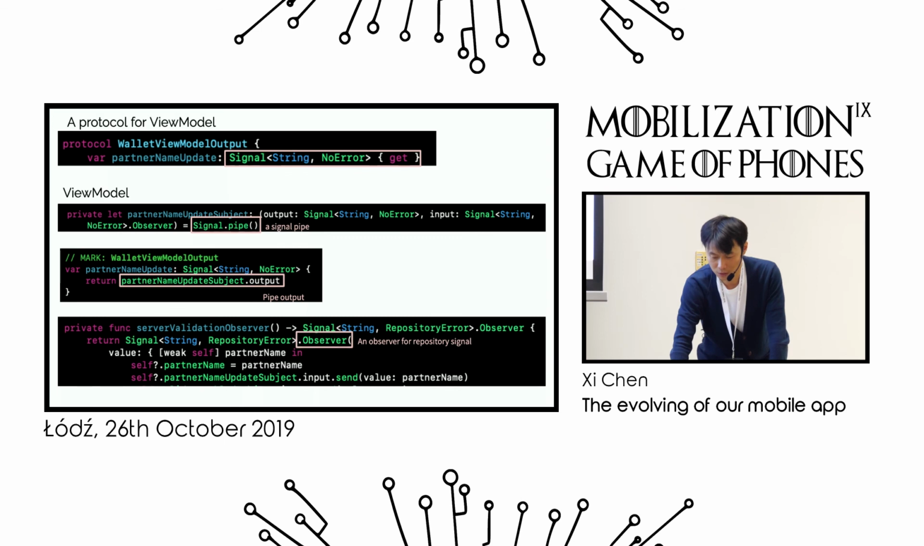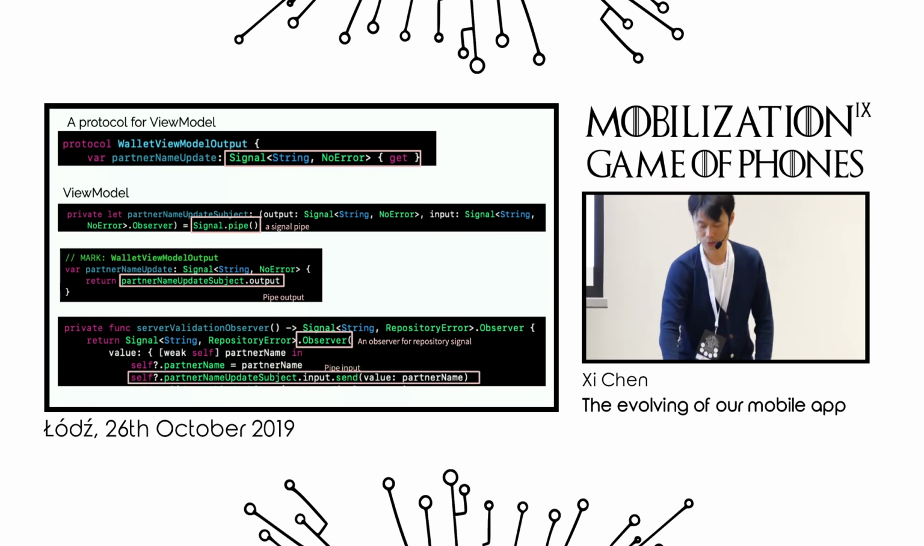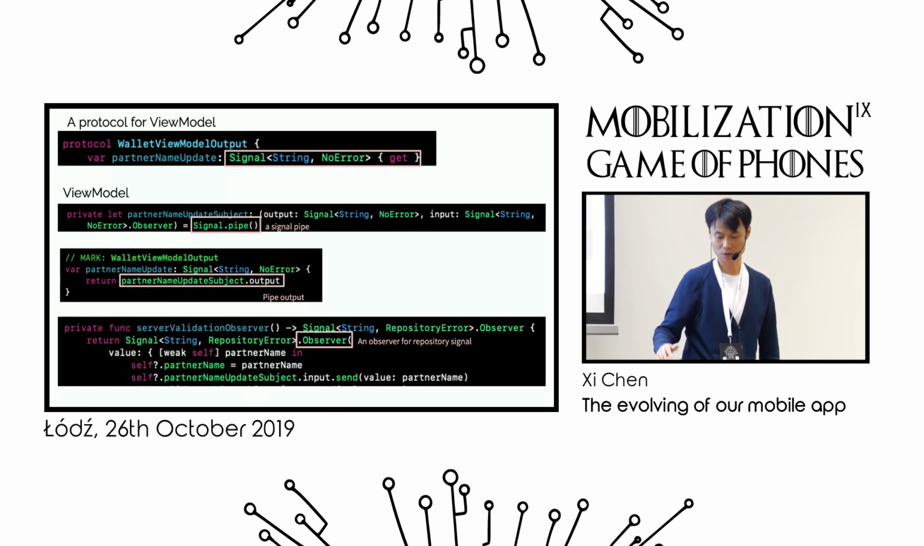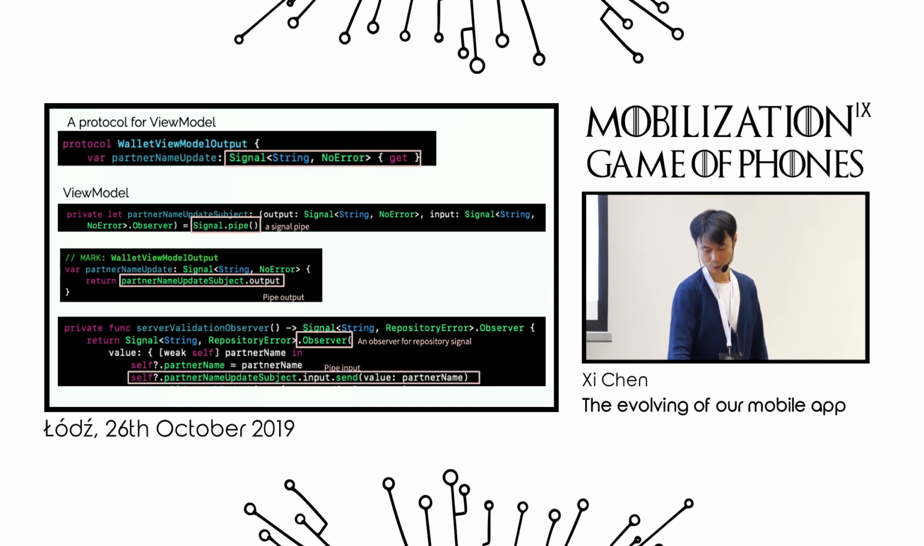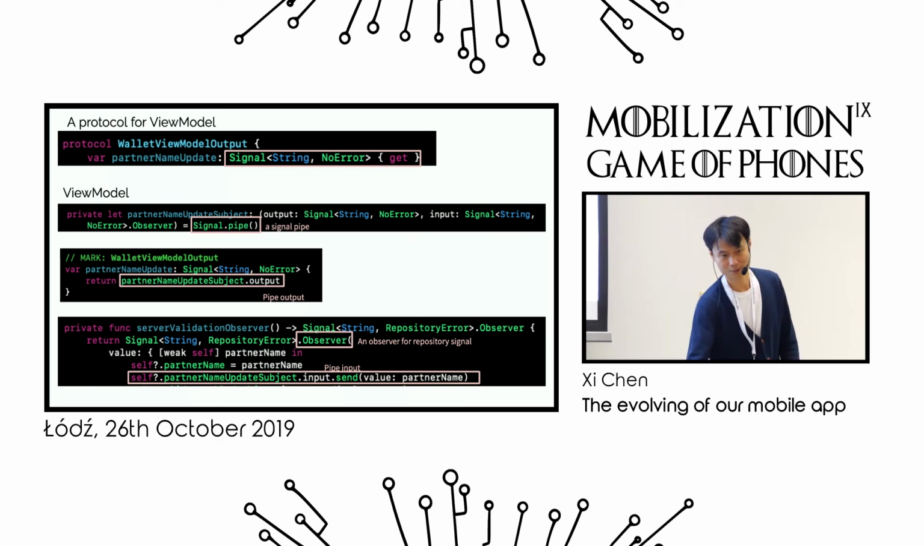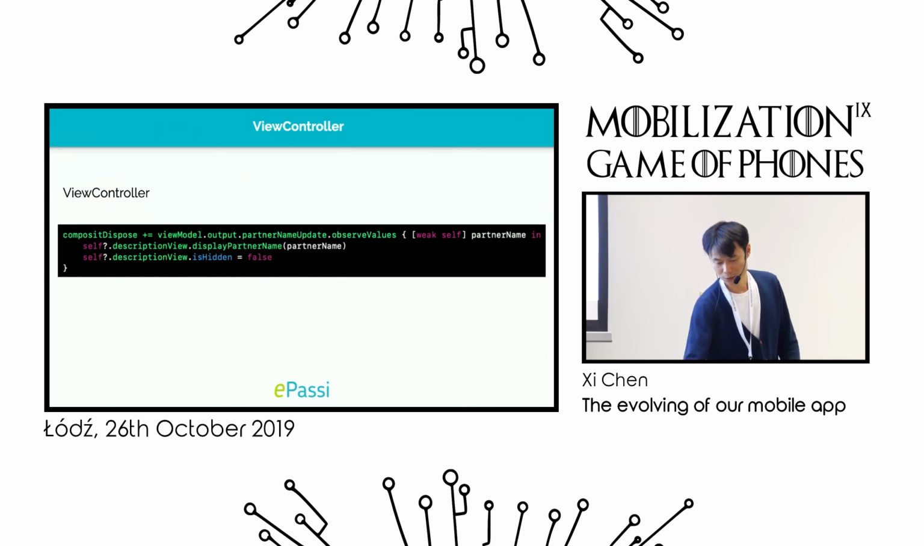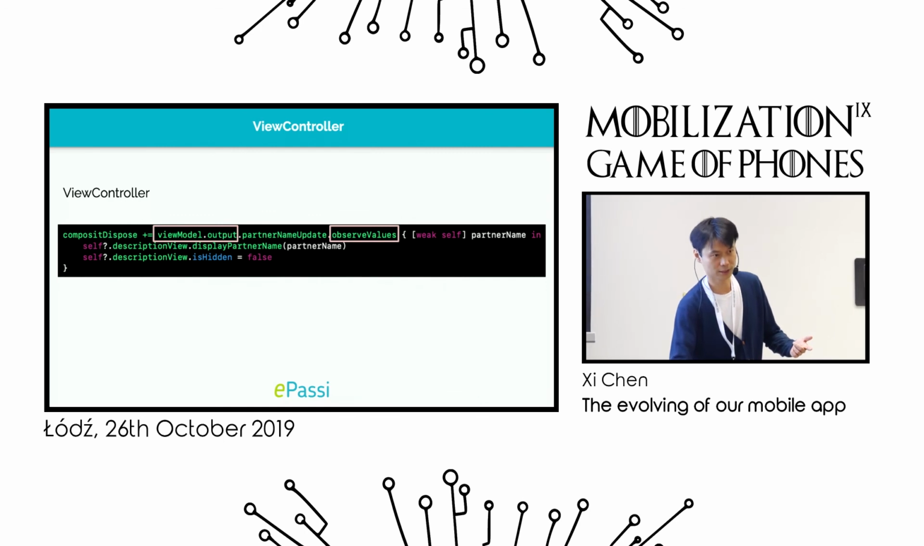This observer is for observing data from the repository layer. Once it observes data, it uses the input of the pipe to notify the upper layer by sending the observed data. Okay. And in the view controller, which is the view layer, we just get a reference of the output of the pipe and start observing the data and update the UI accordingly.